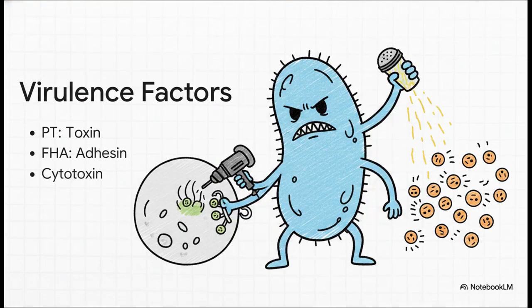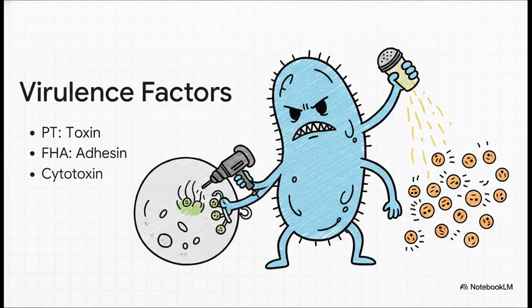Now let's break down this bug's arsenal, because examiners love this stuff. The absolute highest yield virulence factor, the one that shows up on previous year questions all the time, is the pertussis toxin, or PT. What does it do? It ADP ribosylates G proteins. That action leads to a massive lymphocytosis and totally impairs phagocytic function. But it doesn't work alone. It uses filamentous hemagglutinin and pertactin as adhesins just to stick to your cells.